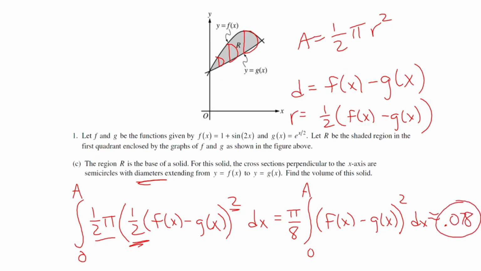And that was worth 3 points in part C, 2 points for the integrand, and 1 point for the final answer. And that is the end of this area and volume FRQ, question number 1 from the 2005 Form B AP Calculus AB exam.